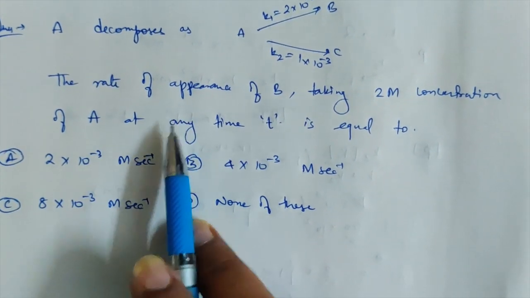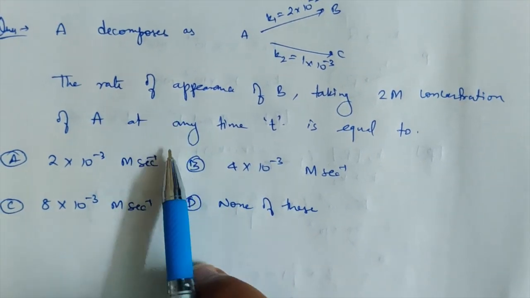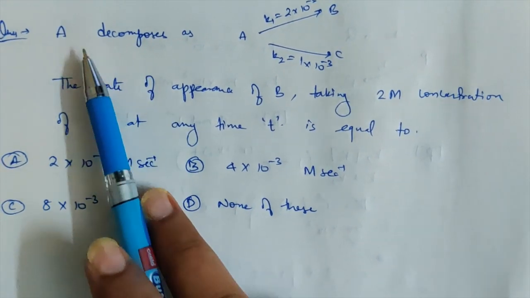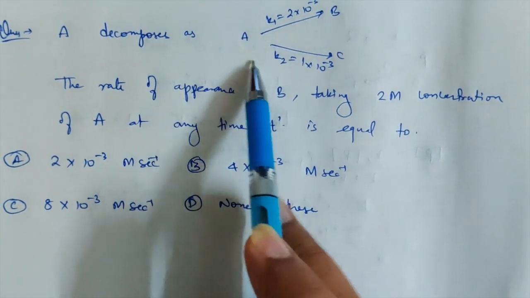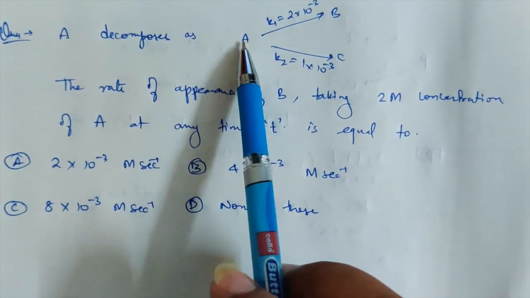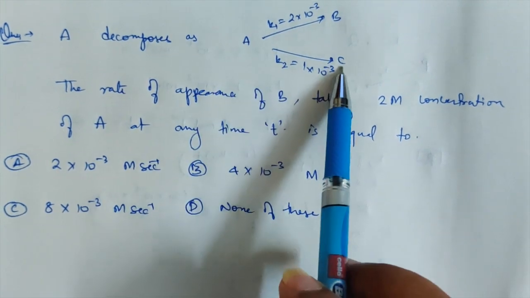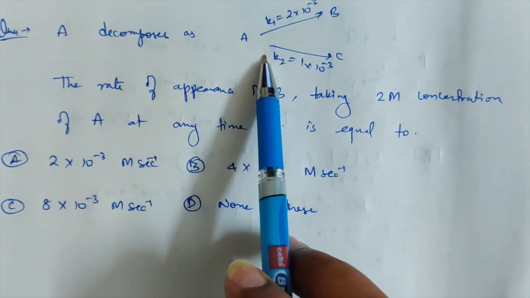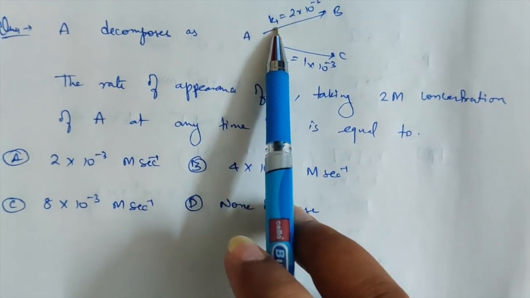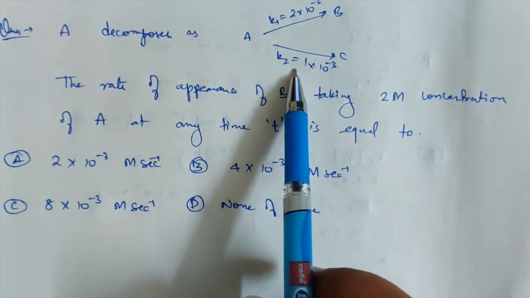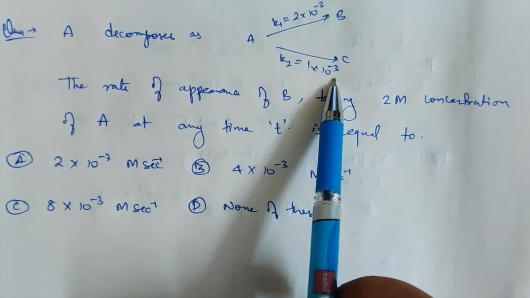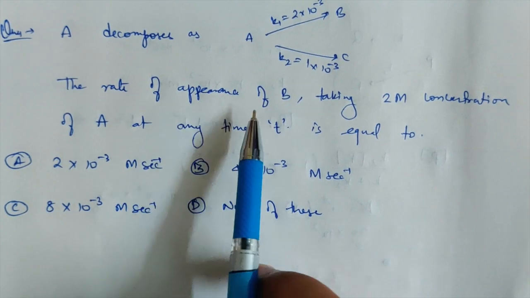I just thought that this is an easy question. We should start from here. So it says that A is the reactant. It decomposes as A is getting converted into B and A is getting converted into C with two different rate constants K1 and K2. K1 is 2 into 10 to the power minus 3, K2 is 1 into 10 to the power minus 3, right? So they are asking for the rate of appearance of B.